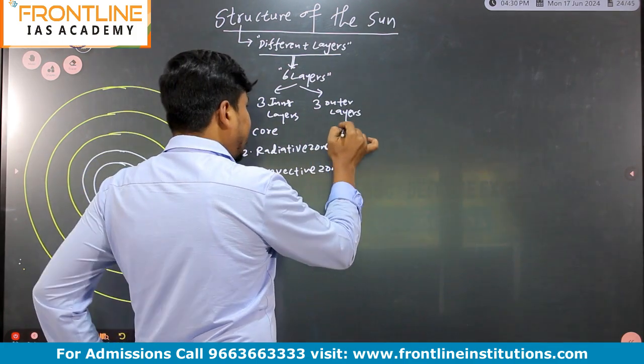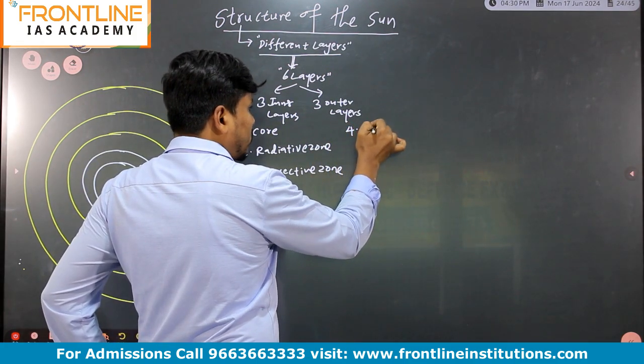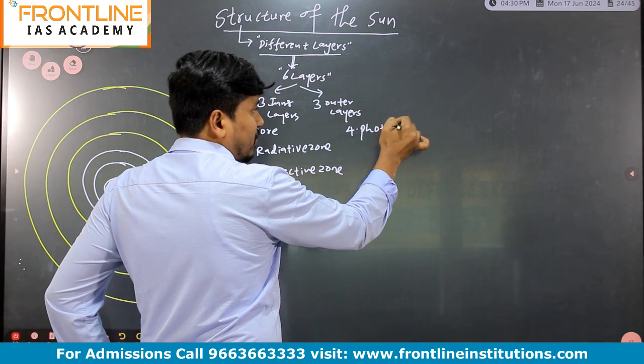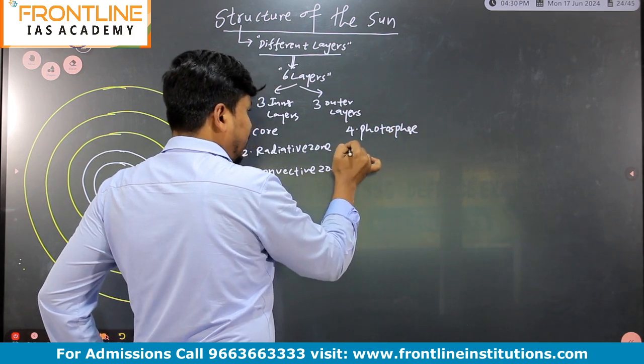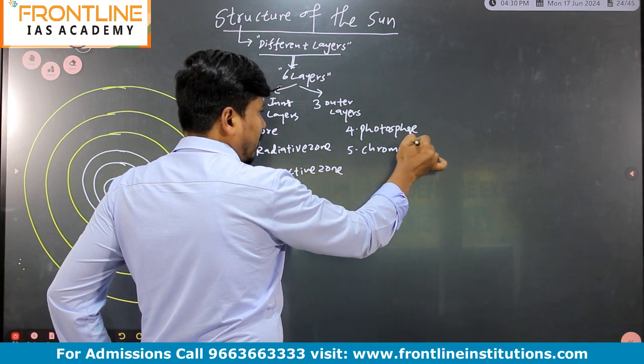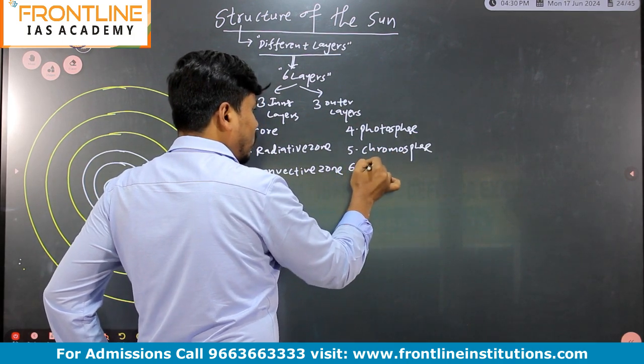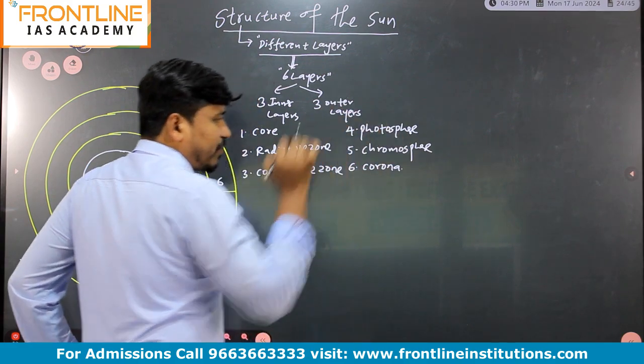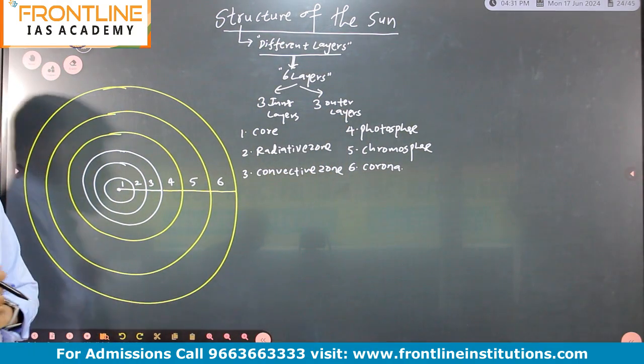And the third three, the outer layers, are the photosphere, the fifth one the chromosphere, and the sixth one the corona. They are very important. These are the six layers of the sun.